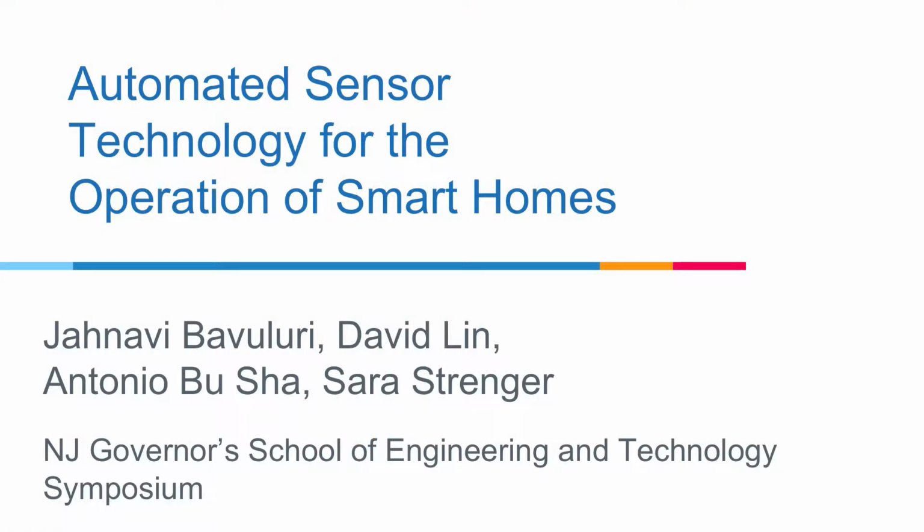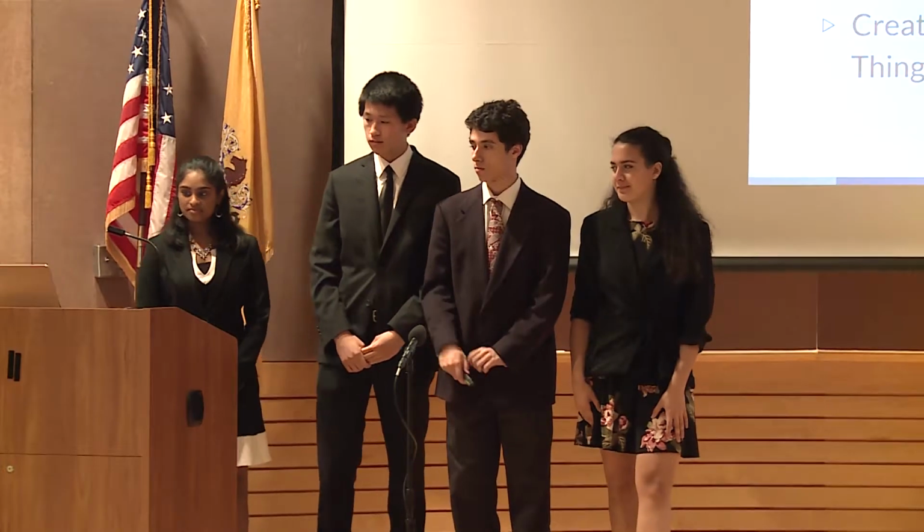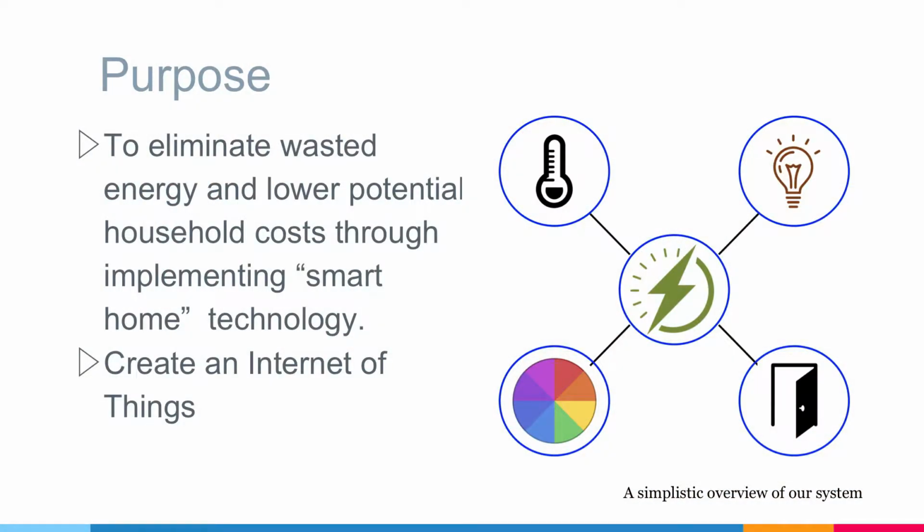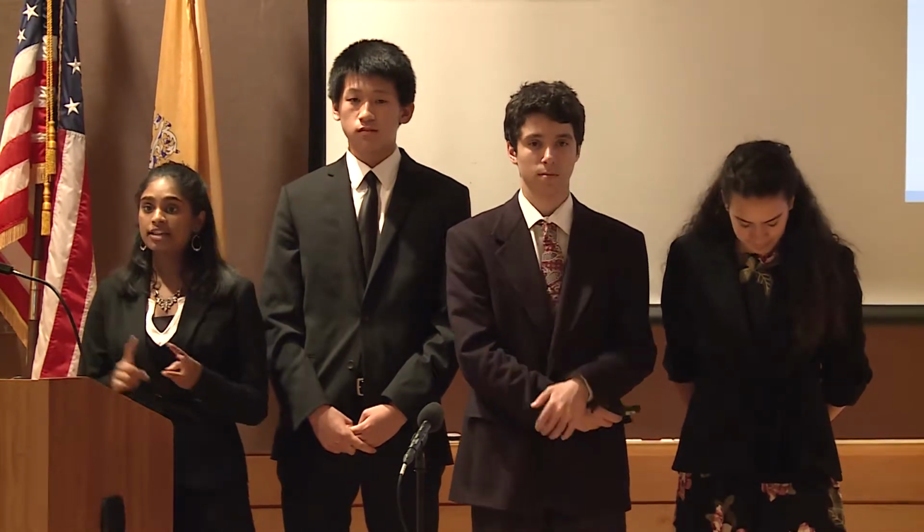And I'm Sarah Stranger, and this is Automated Sensor Technology for the operation of smart homes. The purpose of our project was to eliminate any wasted energy and lower potential household costs through implementing smart home technology. Our sensor system has a few main sensors. We have a temperature and humidity sensor, a door sensor, a light sensor, and a color sensor. All of these sensors work together to optimize energy usage in the home. We also have a smaller purpose to create an Internet of Things, so all of these sensors can communicate their data to a central computer, which can then output decisions.